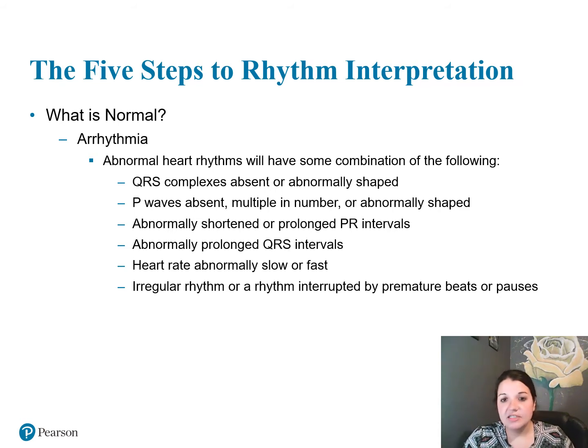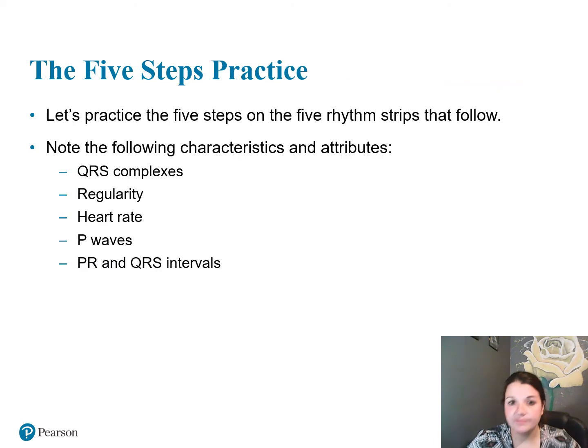QRS complexes are absent or abnormally shaped. P waves are absent, multiple in number, or abnormally shaped. Abnormally shortened or prolonged PR intervals. Abnormally prolonged QRS intervals. Heart rate is abnormal, from slow to fast. And you have an irregular rhythm or a rhythm interrupted by a premature beat or a pause. These are known as arrhythmias, abnormal.